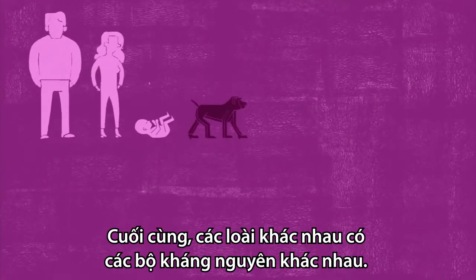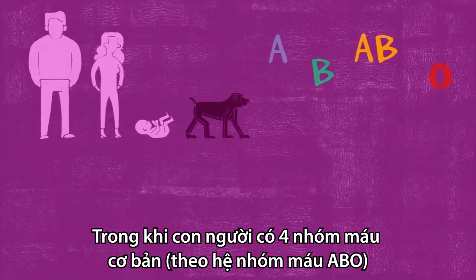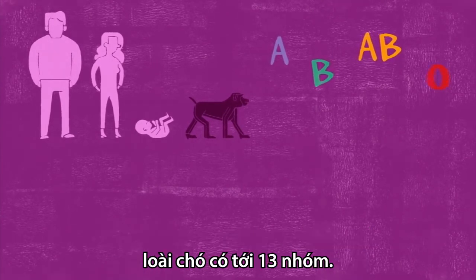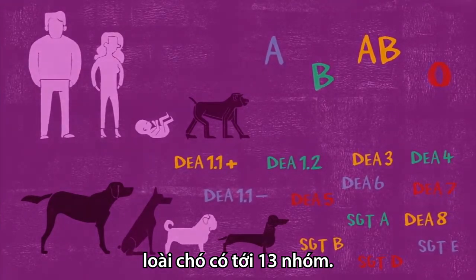Finally, different species have different sets of antigens. In fact, the 4 main blood types shared by us apes seem paltry in comparison to the 13 types found in dogs.